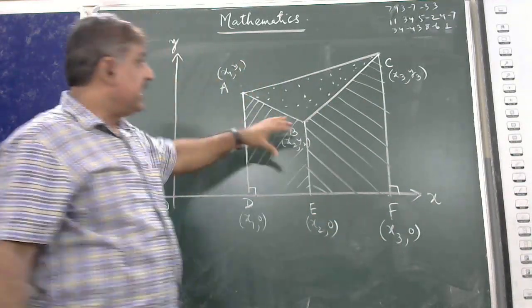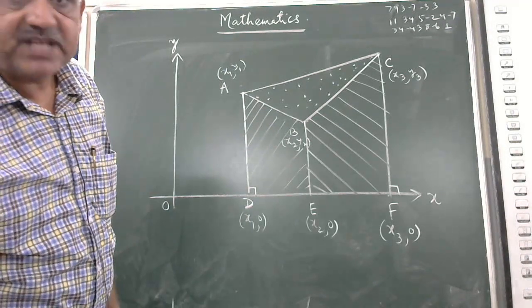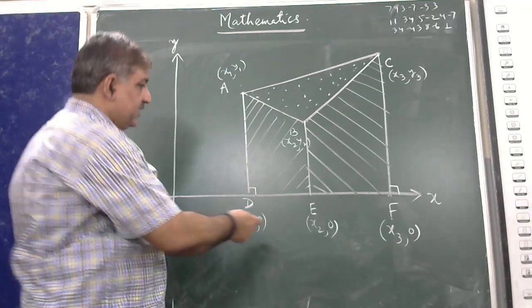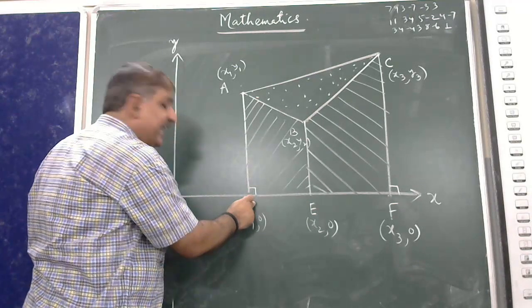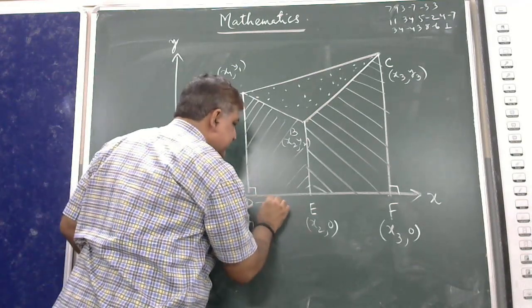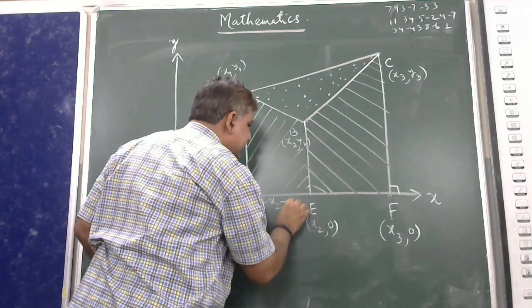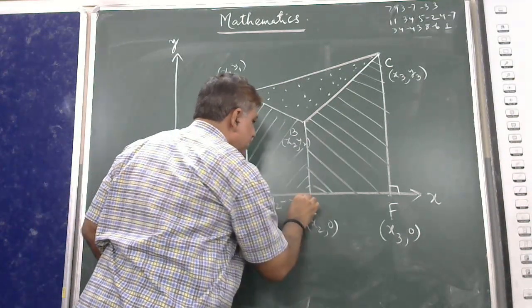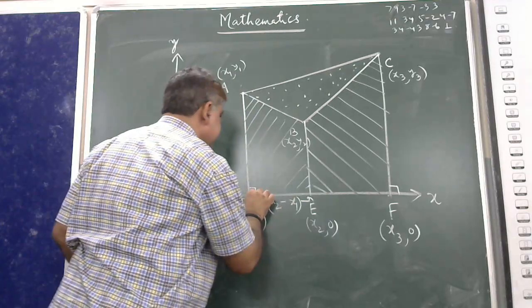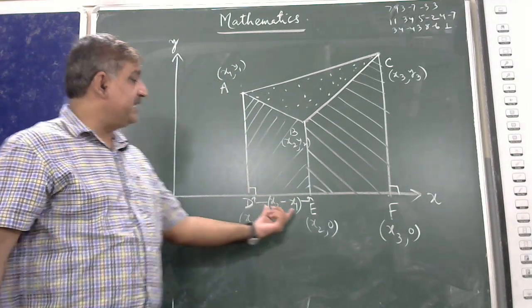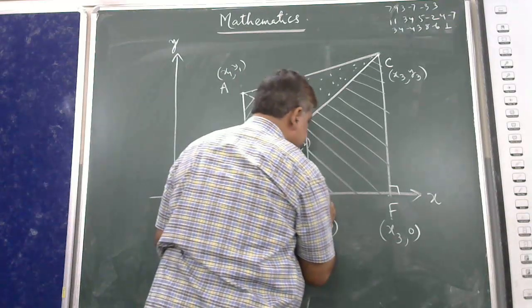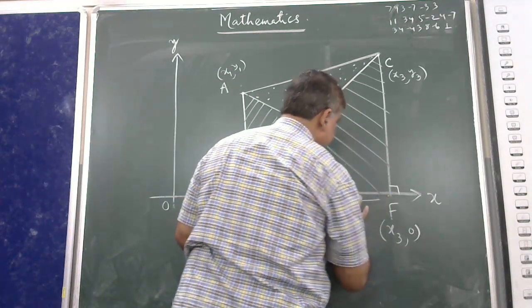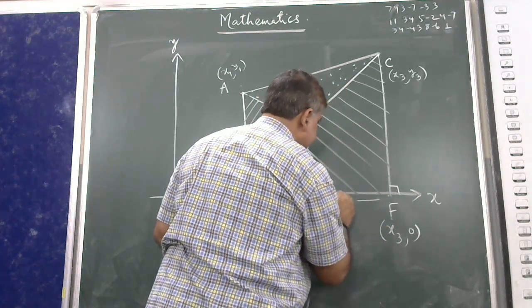Now, let us see how we are going to calculate this area. First, you see this length OE is x2 and this length OP is x1. So, what about this length? This length is x2 minus x1. You can check it. This length is x2 minus x1. If you calculate this length, this distance, then this distance will be x3 minus x2.